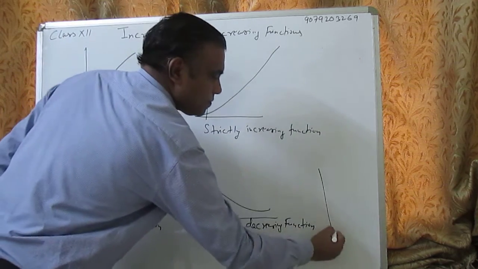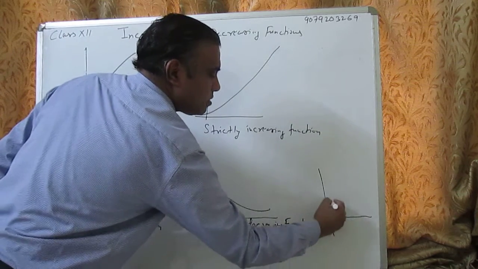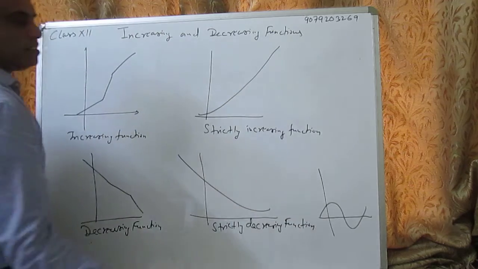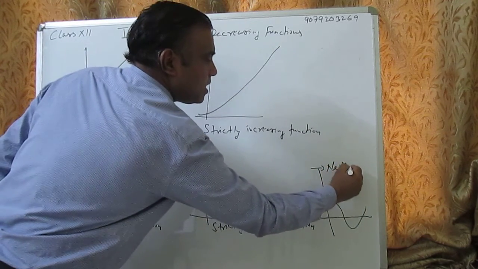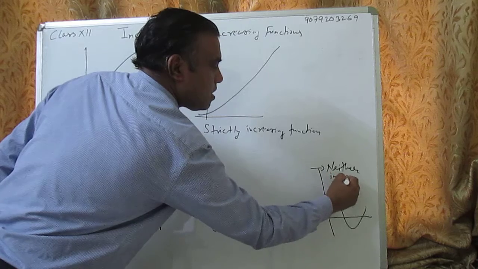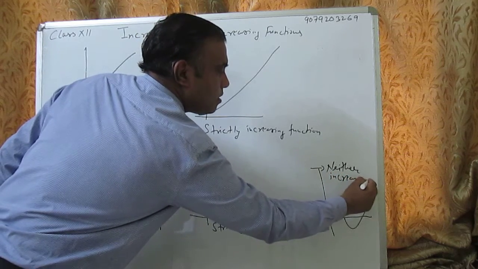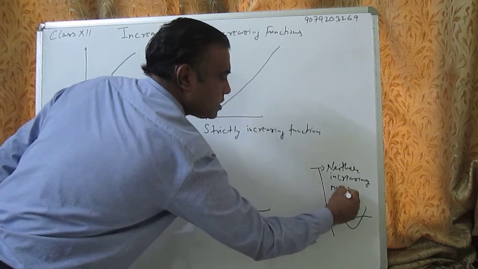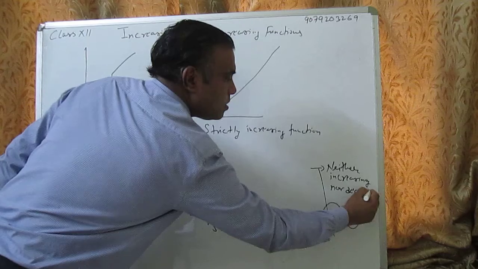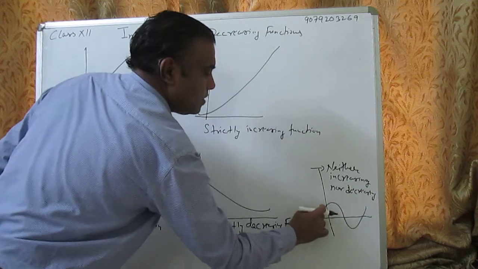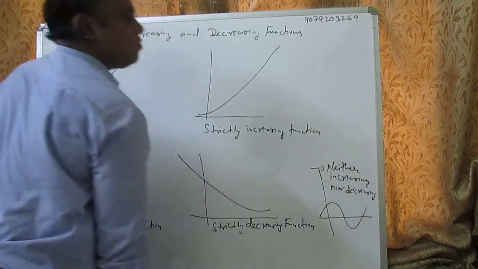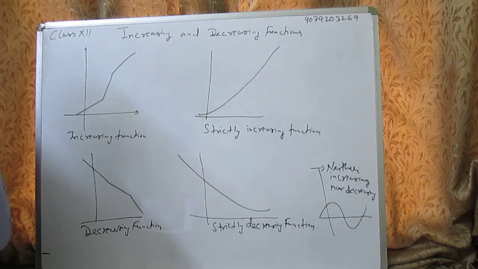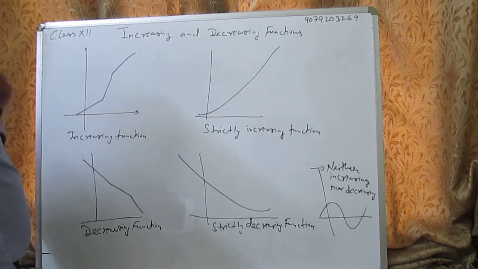If the graph is like that, it is neither increasing nor decreasing. यहां तक इंक्रीज हुआ, फिर डिक्रीज हुआ, फिर इंक्रीज होना स्टार्ट हुआ. This is neither increasing nor decreasing.